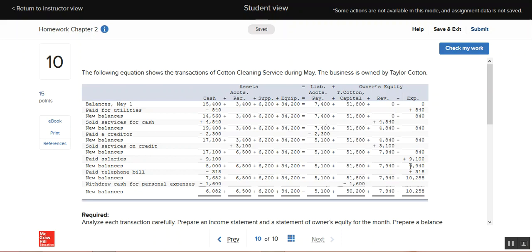There's $840. There's a $9,100. $318, looks like there's only 3. And so then you're going to have to read across and see what they paid. So that looks like utilities expense. This one looks like salaries expense, and the 318 is probably telephone expense, or they may have lumped that in with utilities. So you're going to list each of those separately and each of those amounts separately. And that's all there is to the income statement.